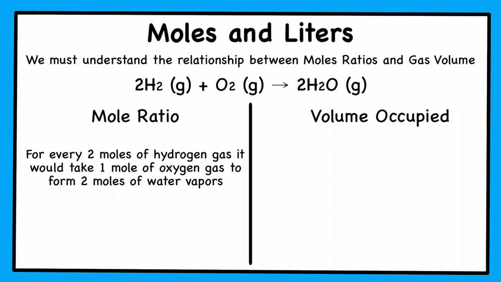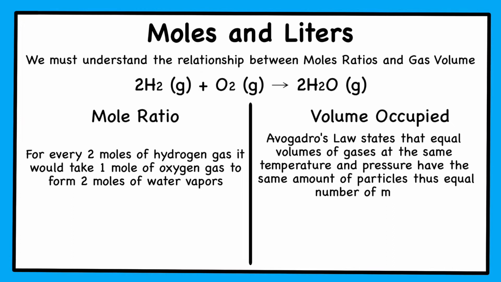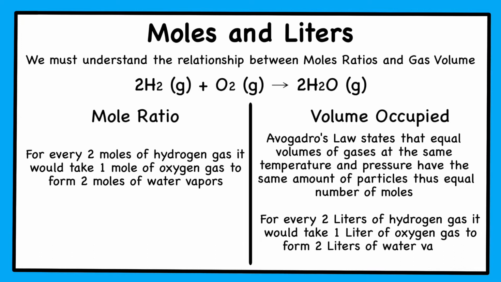Here's where we get some new stuff and bring lessons together. Avogadro's law states that equal volumes of gases at the same temperature and pressure contain equal numbers of particles. Thus, equal numbers of moles once balanced out. With this assumption, we can assume that the number of liters of a substance is equal to the mole relationship of that substance. So, going back to our equation, it would take 2 liters of hydrogen gas and 1 liter of oxygen gas to form 2 liters of water vapor.